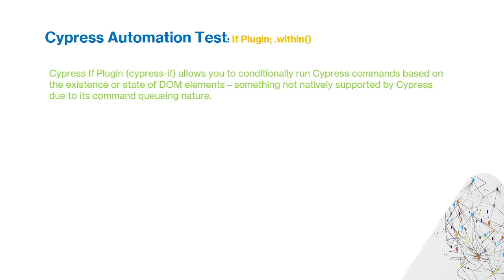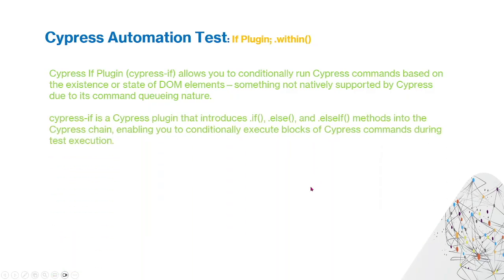The Cypress if plugin allows you to conditionally run Cypress commands based on the existence or state of DOM elements, something not natively supported by Cypress due to its command queuing nature. cypress-if is a Cypress plugin that introduces if, else, and else-if methods into the Cypress chain, enabling you to conditionally execute blocks of Cypress commands during test execution.